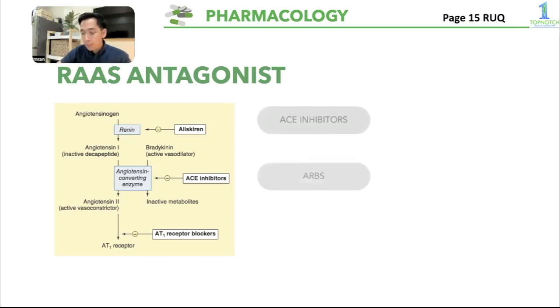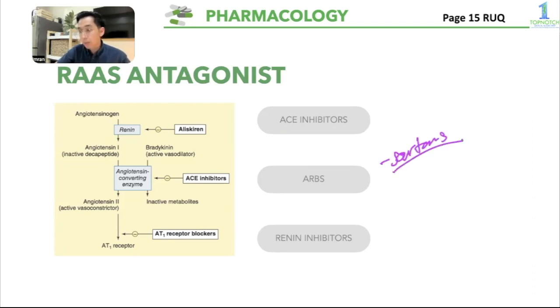Now, this system can be inhibited by the following drugs. You have your ACE inhibitors. Sila yung mga prils natin, no? Yung captopril, mga ganyan, lisinopril, etc. While your ARBs are those that end in your sartans, yung losartan, etc. Okay? So, and we also have your renin inhibitor in the form of your aliskiren, no?